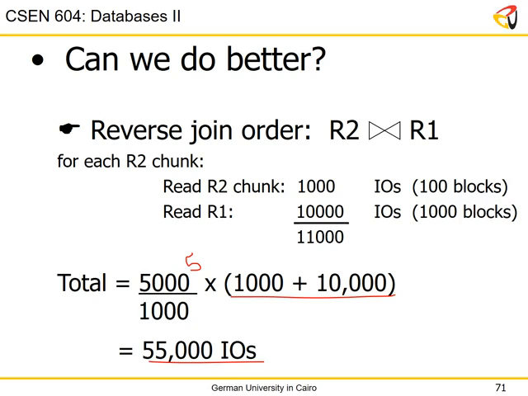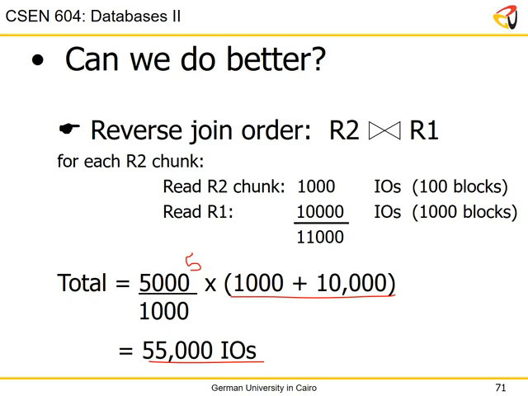I will use 100 of them to cache a chunk of R2. The 100 pages will have 1000 rows, since every page holds 10 rows. So I will spend 1000 IOs to fill a chunk. And then I will use the remaining page in memory, the only one that is free, to read R1 page by page. R1 has 10,000 rows. I will pay 10,000 IOs for that. In total, to process a chunk of R2, I will spend 11,000 IOs.